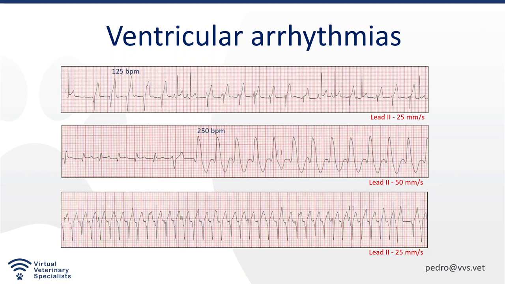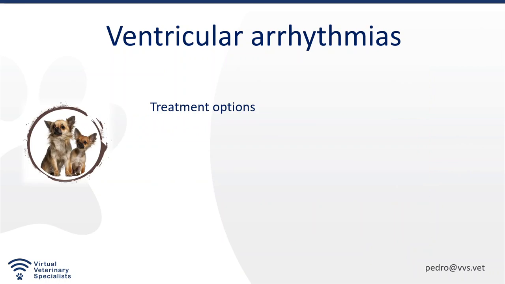Now, if you have something like this, 250 beats per minute or above 300, these are cases that are showing clinical signs: hypotension, weakness, fainting episodes, and they may be at risk of flutter and fibrillation and death. So we need to treat these patients. Now, if this is a dog, then lidocaine would be my first option. I would give a 2 mg per kilogram bolus IV. I would go up to 3 boluses with 5 to 10 minute intervals between them and give the bolus slowly.